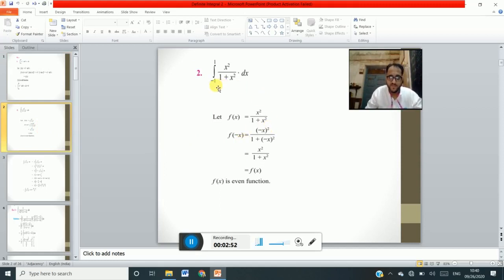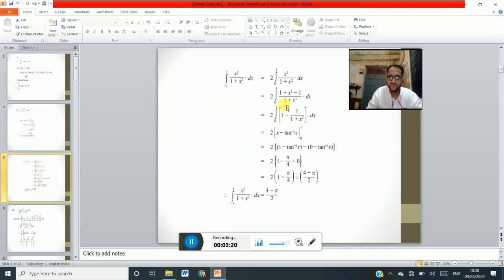Actually, see, again the limit is minus 1 to 1, that means we have to check for even or odd function. So the function is x square upon 1 plus x square. So f of minus x is minus x square upon 1 plus minus x square. Minus x square means x square, right? So x square upon 1 plus x square, that is f of x. Now here f of minus x equals f of x, which means the function is an even function. That means the result of this integral is 2 times the integration from 0 to 1 of the function, right? So it equals 2 times integration 0 to 1 of x square upon 1 plus x square dx.